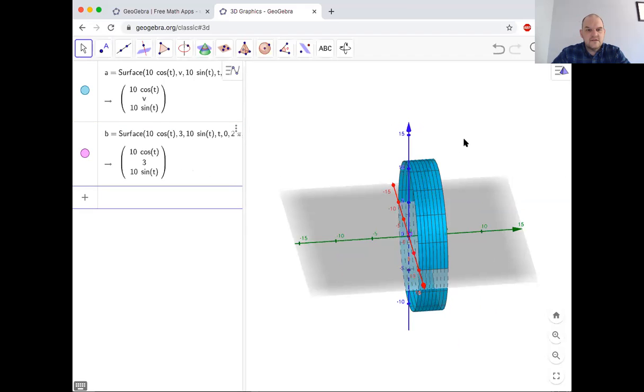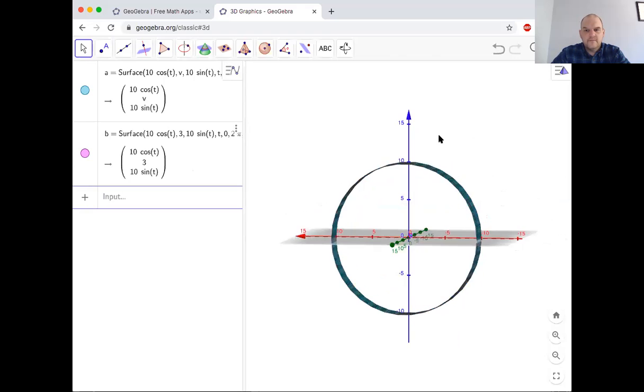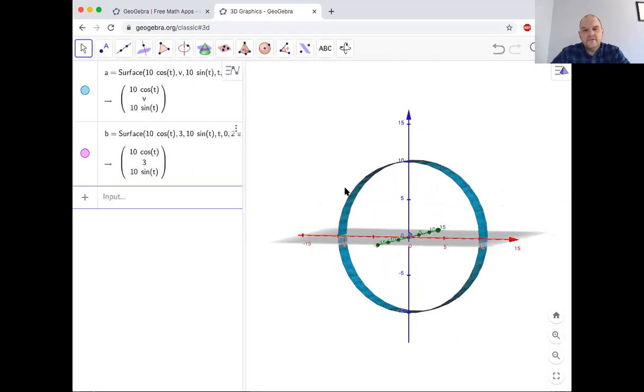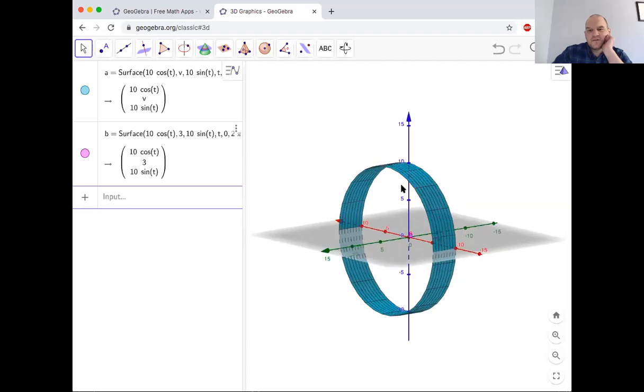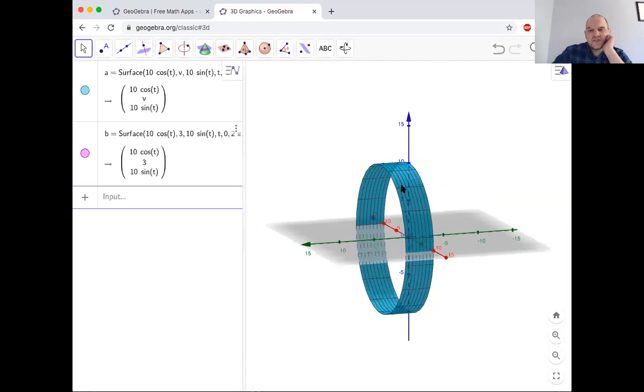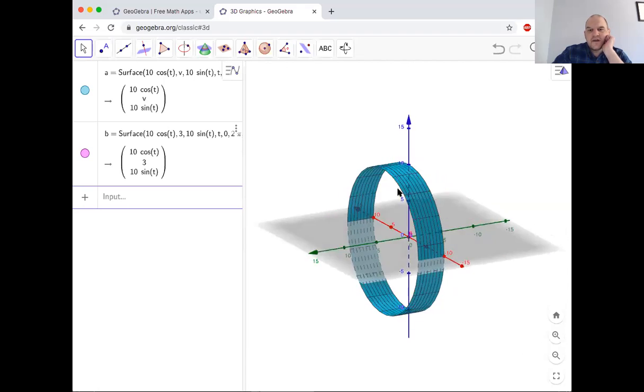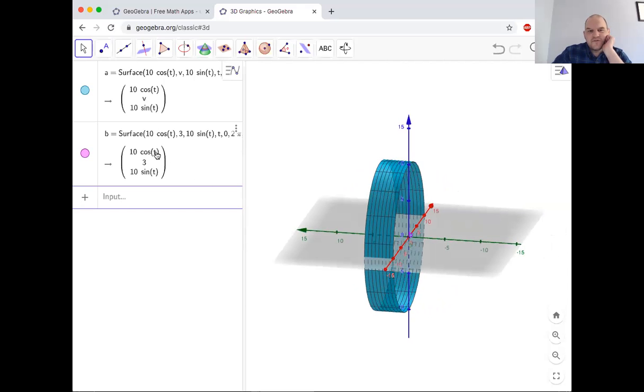And what does this look like? It looks like nothing. Why does it look like nothing? Oh, I have a thought as to why it looks like nothing. Because it's just a circle. It's not actually a surface. Let's turn it into a surface.